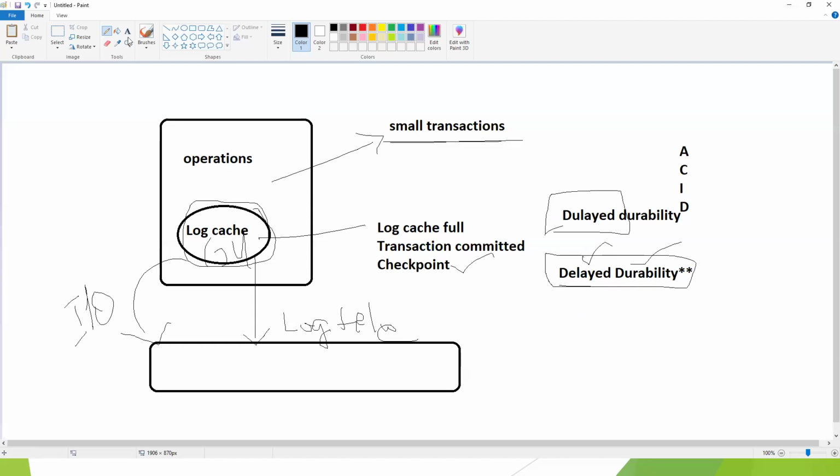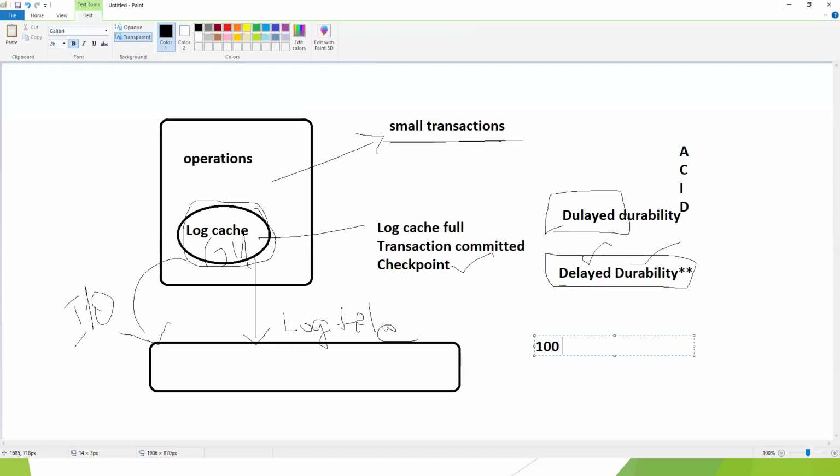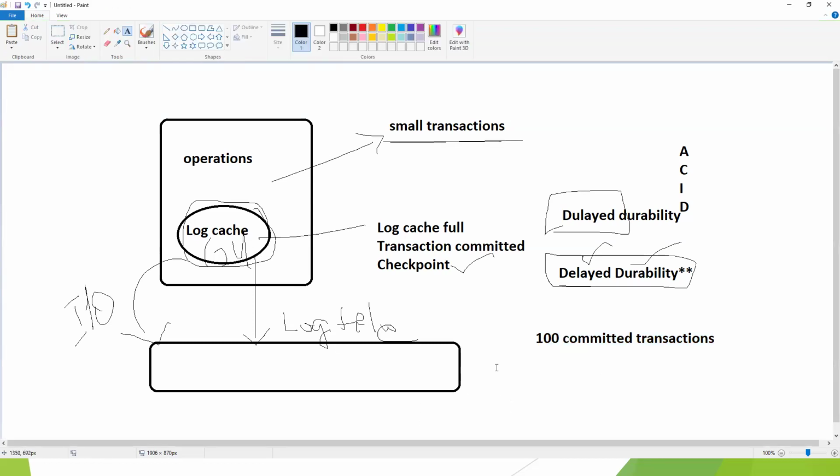Let's say you have 100 transactions committed but not written to the log file. What will happen if there is a crash? Complete data loss, right? Whatever data we have in the log cache is temporary, it is memory. So if the 100 transactions are committed, whatever data we have in the log cache will be flushed out, and you would not be able to recover. That is the reason it is not recommended, but it is worth noting.